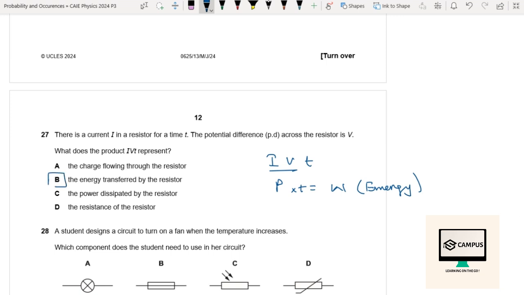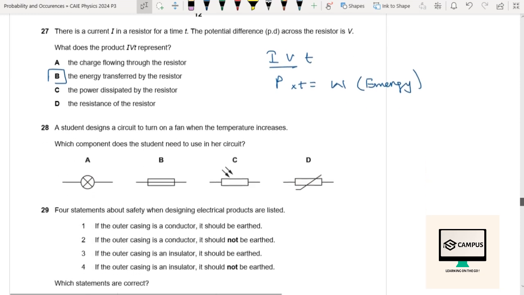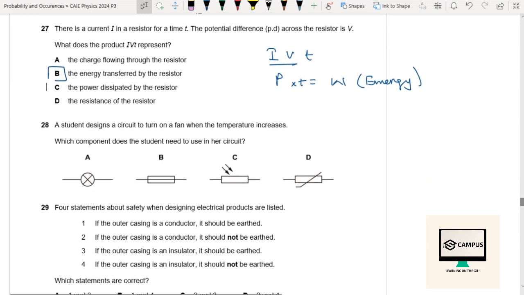Question number 28. A student designs a circuit to turn on a fan when the temperature increases. Which component does the student need to use in her circuit? Well, she needs a temperature sensor. Temperature sensor is this thing, which is, by the way, called a thermistor. So D is the right answer.